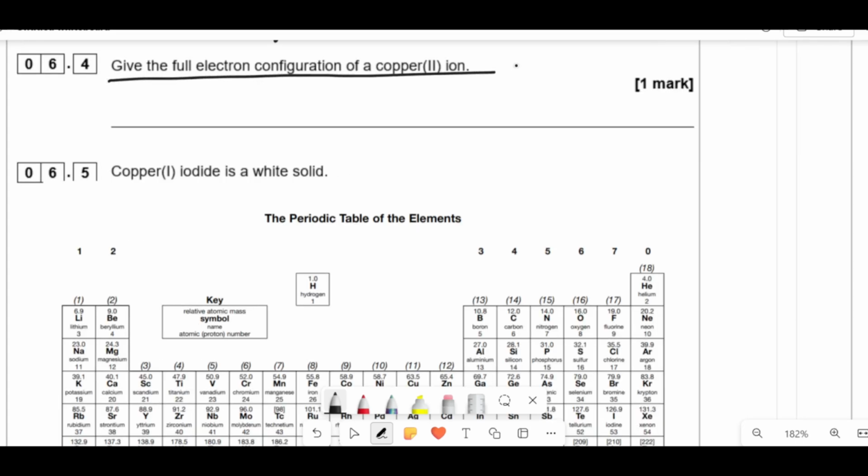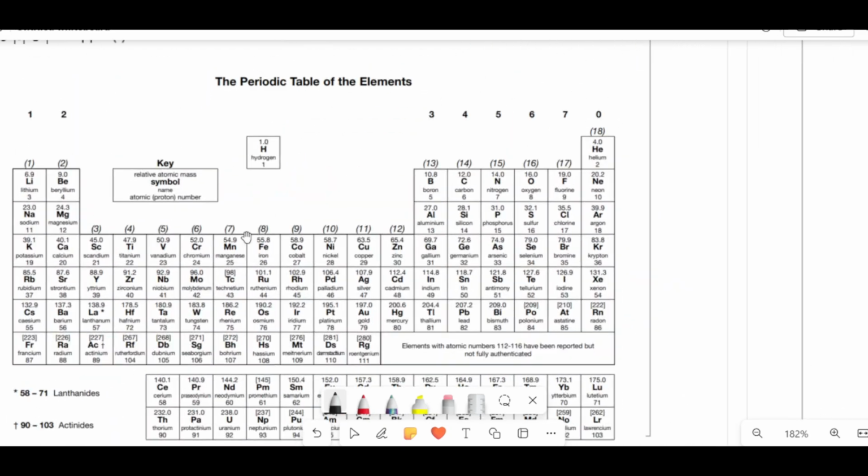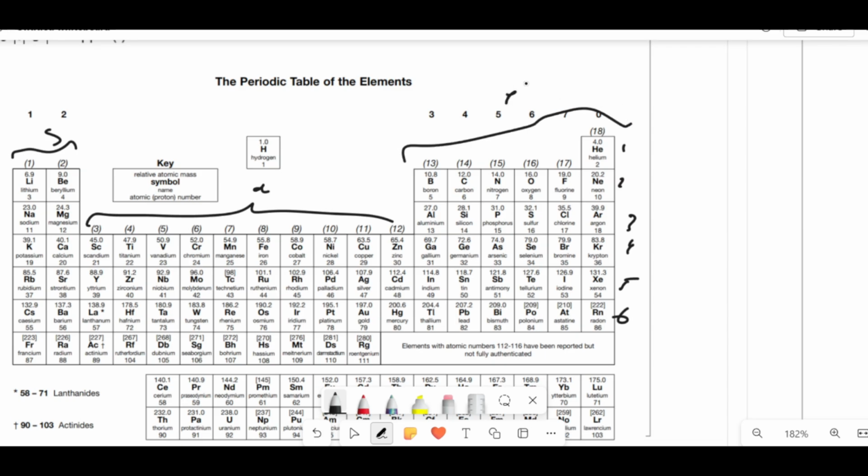Now it says give the full electron configuration of a Cu2+ ion. Just as a general rule, this is period 1, period 2, period 3, period 4, period 5, period 6. This is s block, this is your d block, that's your p block, right? So if I wanted to work out what sulfur is, I know it's in 3s and it's in the p block, so it's going to be 3p, and then it's going to be what? 1, 2, 3, 4. So 3p4 is the outermost one. So you can use that here.